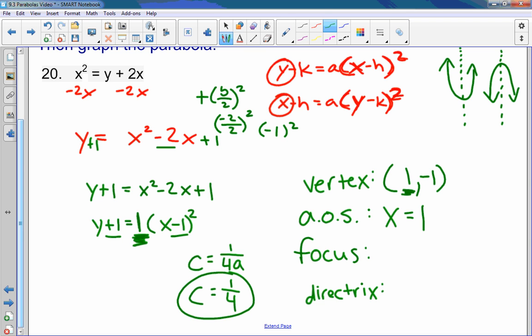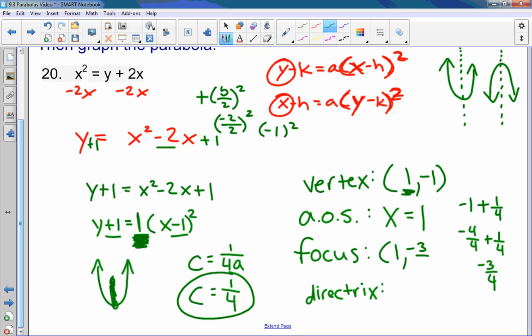Now, based on this a value of 1, does this parabola open up or down? Because the a value is positive, it's going to open up, which means from the vertex, I'm going to have to go up in order to get to the focus. So the x value of the focus is going to be 1 because it's not going to change. I'm going straight up from the vertex to the focus, but I'm just going up 1/4. So -1 plus 1/4. In order to add and subtract fractions, we need a common denominator. And I end up getting -3/4 as my y value in my focus.